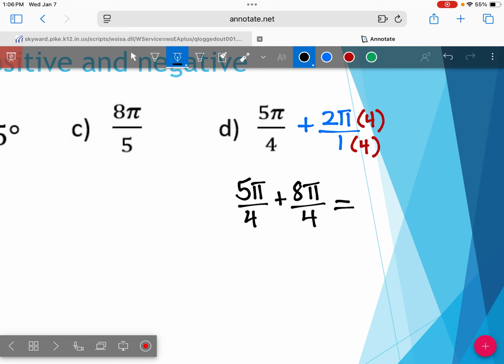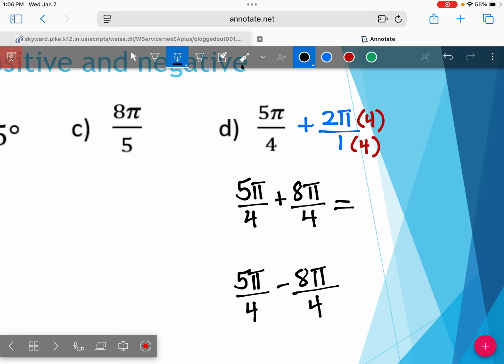And then you're going to do the same thing, but you're going to subtract 5 pi over 4 minus 8 pi over 4. I think I said it wrong. Let me repeat that. So first I'm going to add 5 pi over 4 plus 8 pi over 4. And then I'm going to subtract 5 pi over 4 minus 8 pi over 4.